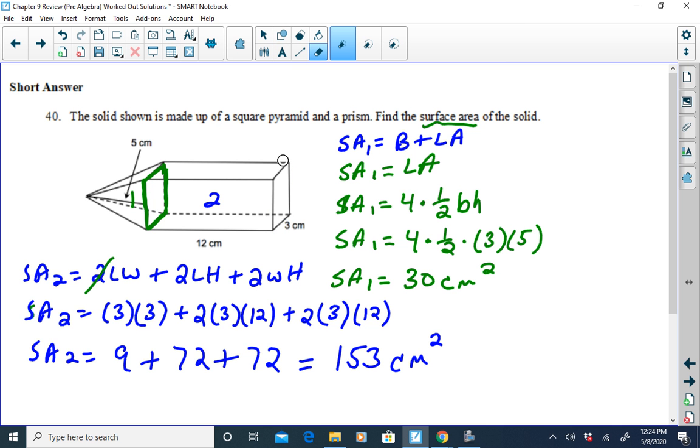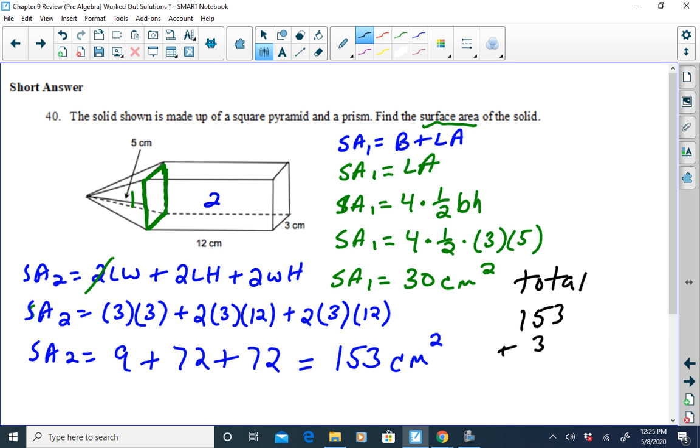But the key is that green square area, where you have to take away the base area of the triangular pyramid, and you have to take away one of the sides of your rectangular pyramid when we're talking about the surface area. So your total surface area is the 153 plus the 30, and that's where we get the correct answer of 183, 183 square centimeters.